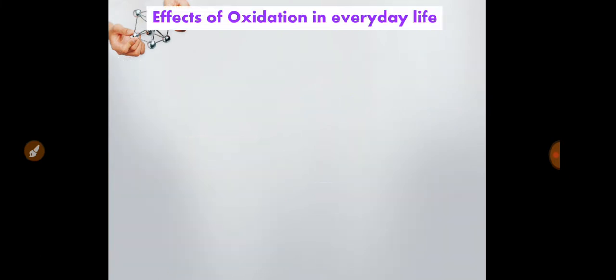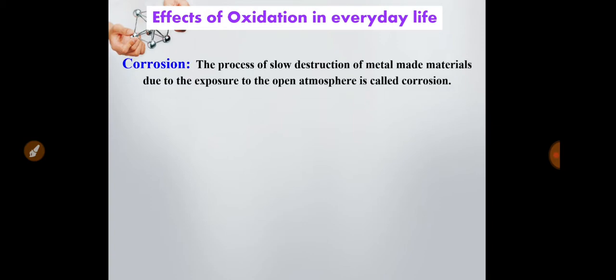Now I will discuss some effects of the oxidation process in everyday life. The first one is corrosion. Do you know corrosion? Corrosion is the process of slow destruction of metal-made materials, or the surface of metal-made materials, due to exposure to the open atmosphere. It means the aerial oxygen, aerial moisture or other gases will react with the metal surface and the surface will be destroyed or corroded. This phenomenon is called corrosion.